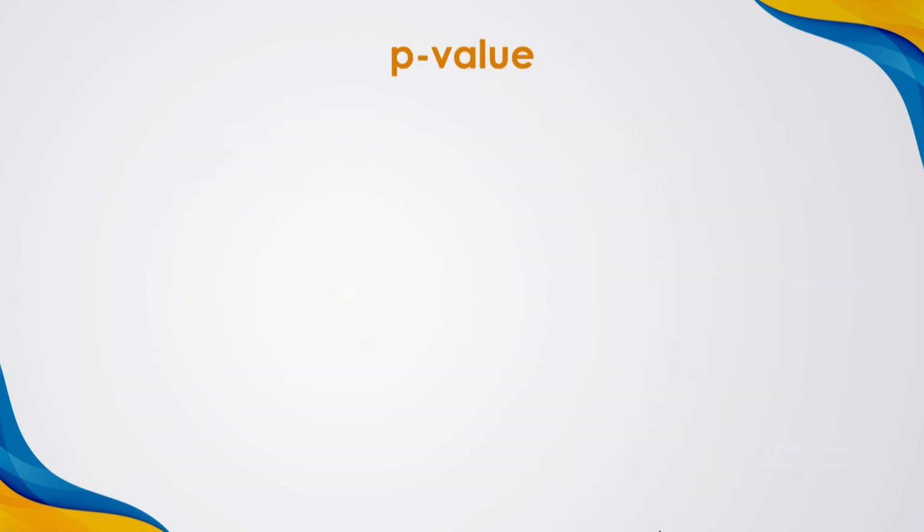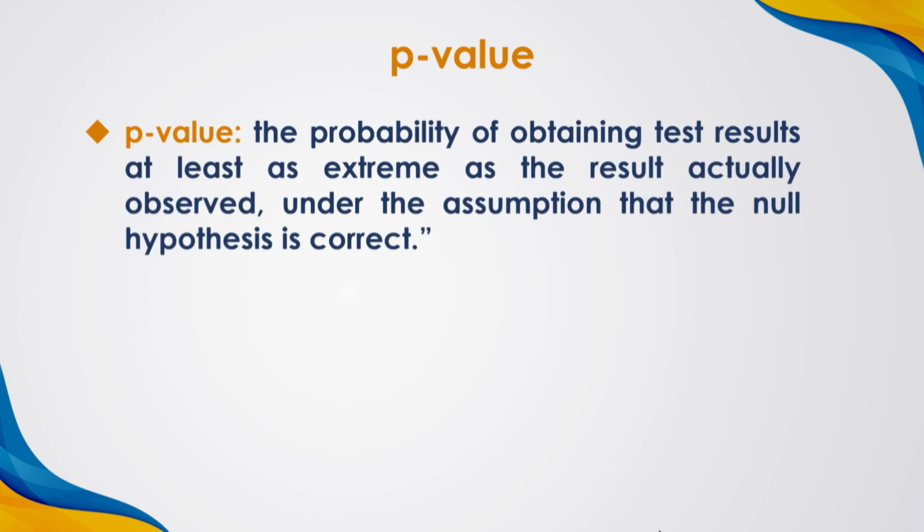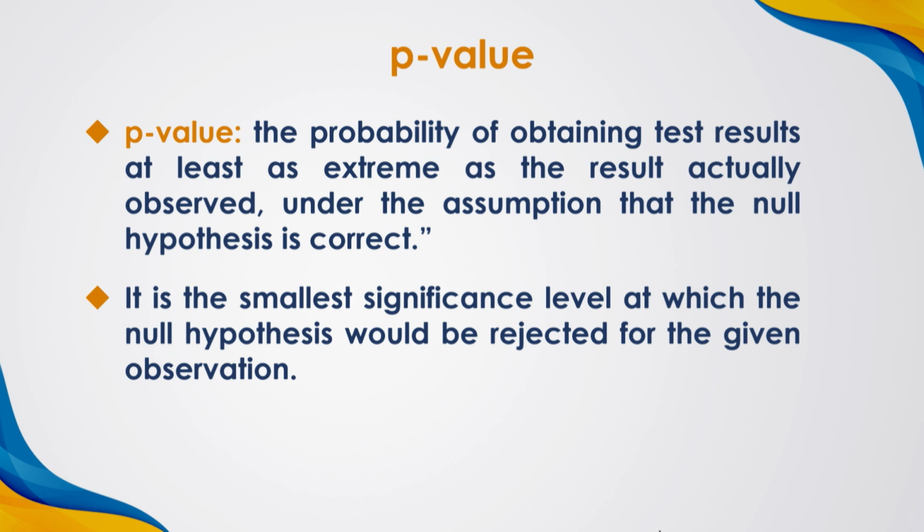Let us discuss the p-value of the F statistic. The p-value concept is the probability of obtaining a test result at least as extreme as the result actually observed, under the assumption that the null hypothesis is correct. Simply, it is the smallest significance level at which the null hypothesis would be rejected for the given observation.